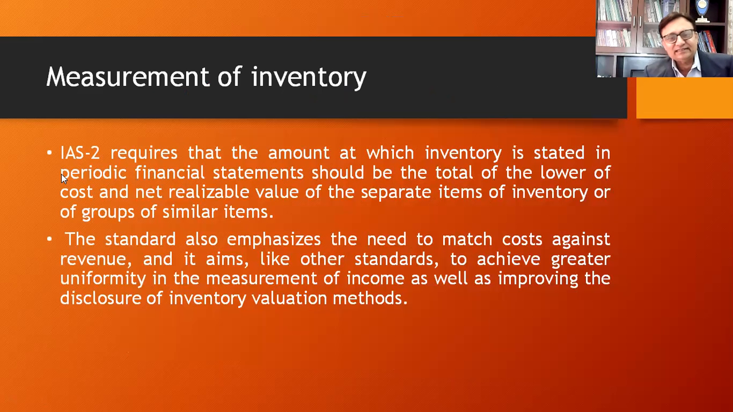So next part is the measurement of the inventory. Once we have described whether it is inventory as per IAS 2 as we have discussed earlier, then the question that arises before us is how to evaluate or measure the inventory. So IAS 2 requires that the amount at which inventory is stated in the periodic financial statements should be the total of the lower of cost and net realizable value of the separate items of inventory or of groups of similar items.